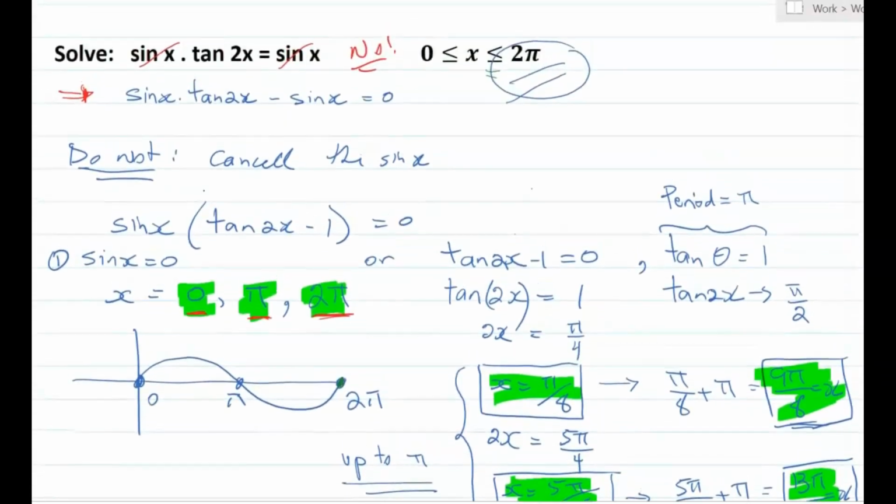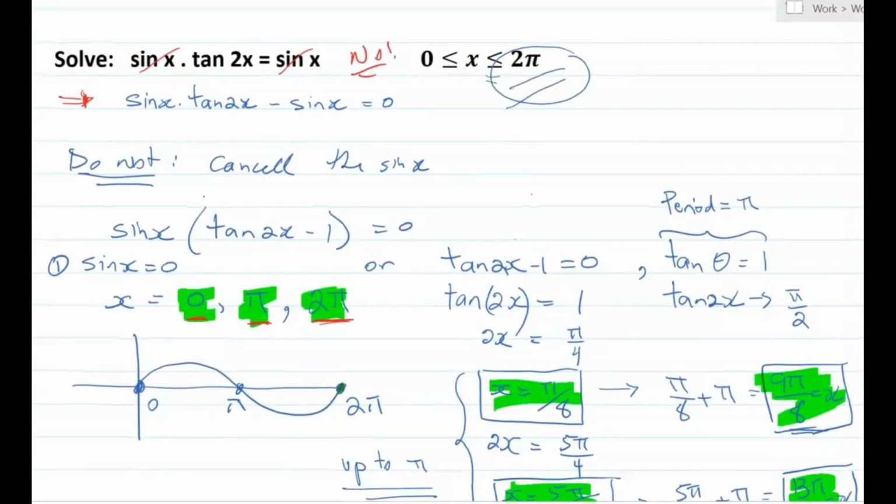All right, now remember, do not cancel. This is a crucial part where most students make a mistake. You cannot cancel the sine x from both sides of the equation. That is an illegal algebraic operation when you're solving equations. You cannot cancel one of the factors, because if you do, that means you eliminate potential solutions.